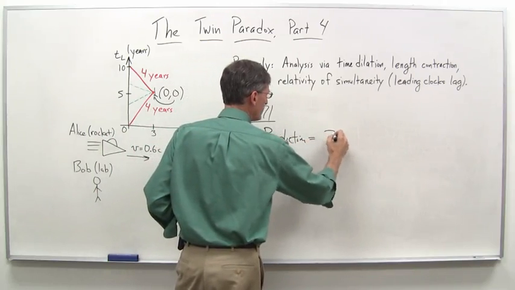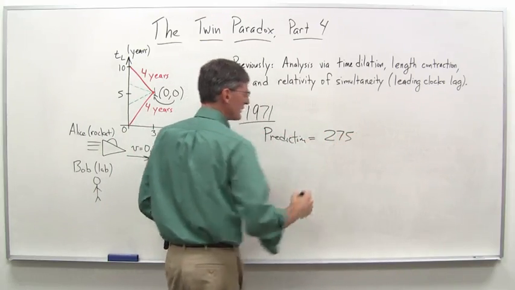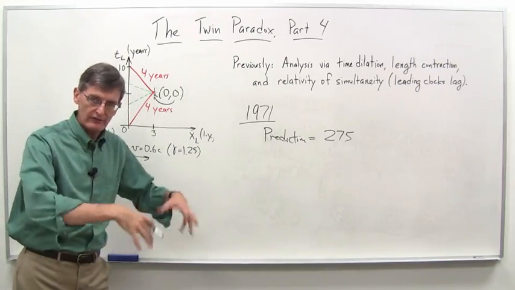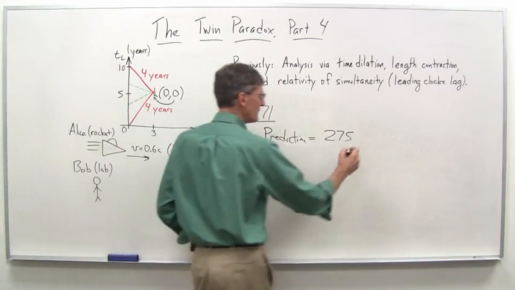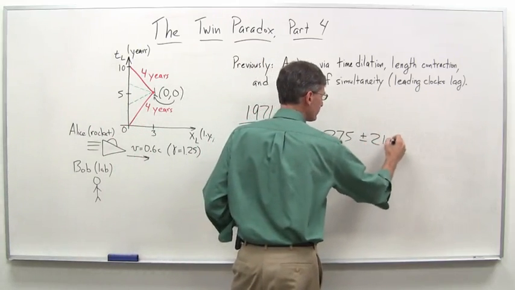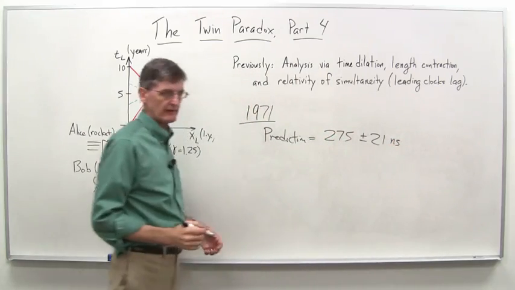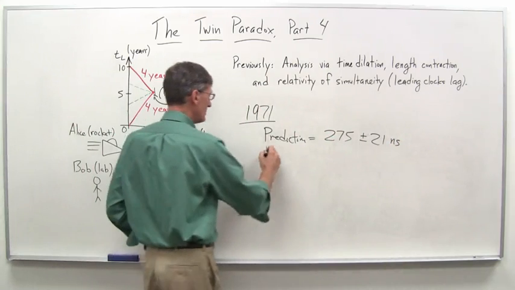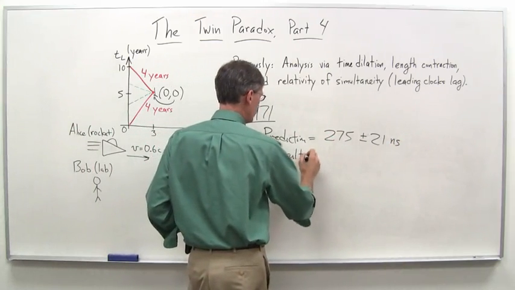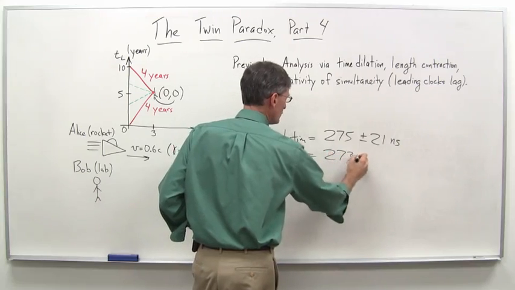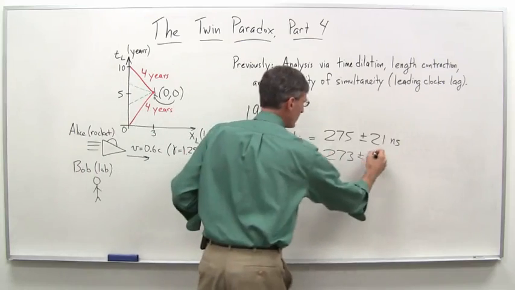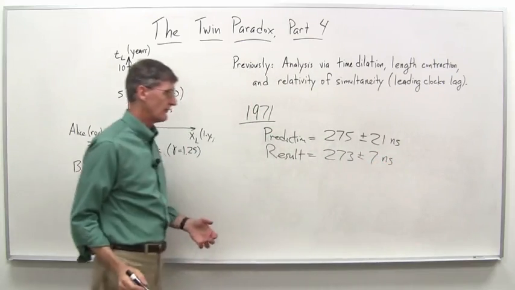of the difference between the clocks and the stationary clock, stationary in the sense they were still on the ground, was 275 plus or minus 21 nanoseconds. That was the prediction. The result was 273 plus or minus, I think it was about 7 nanoseconds, something like that.